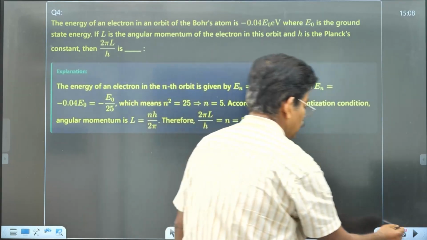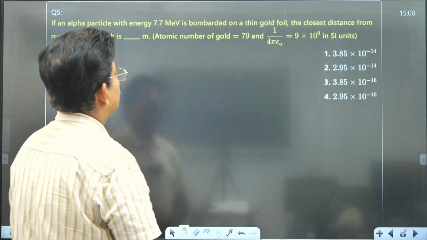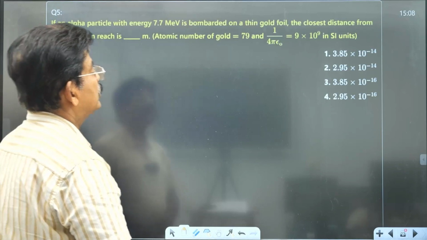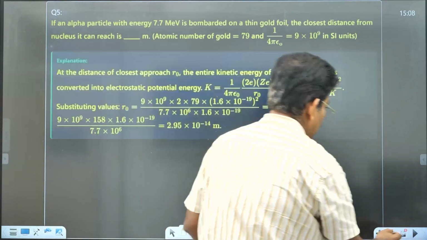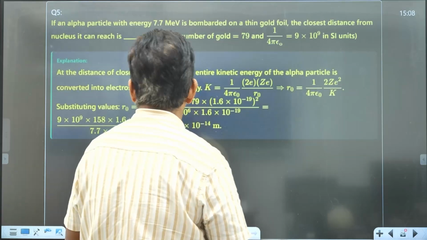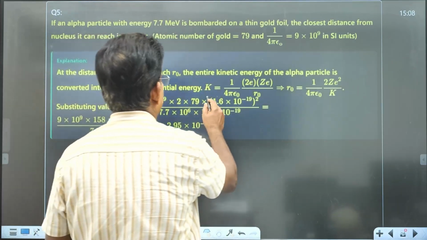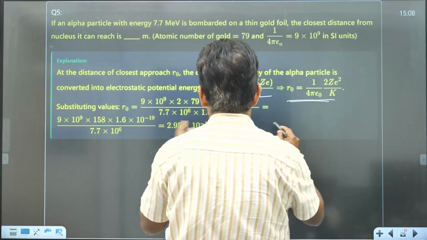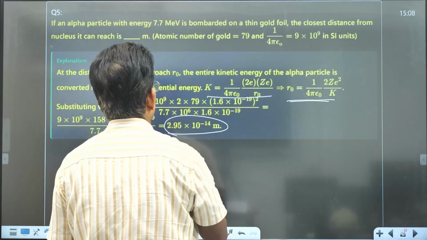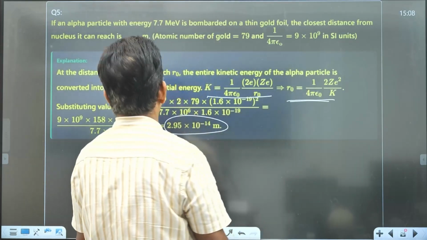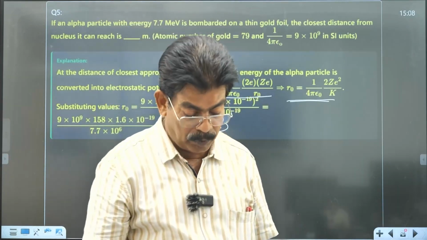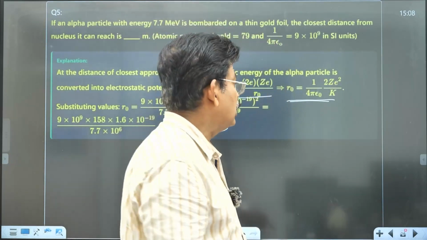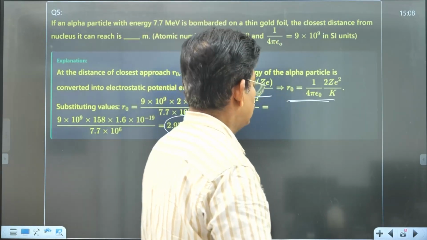So the explanation is given, a little bit simple. Then an alpha particle of energy 7.1 is bombarded on thin gold foil. Distance of closest approach, the same problem. The second problem also asks about distance of closest approach. Very direct problem. You know, entire kinetic energy is converted into potential energy. Substituting, we are getting the distance of closest approach as 2.95 into 10 to the power of minus 14. The answer is coming to be 2. Second option is given there. Okay.